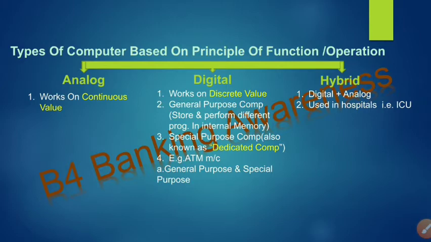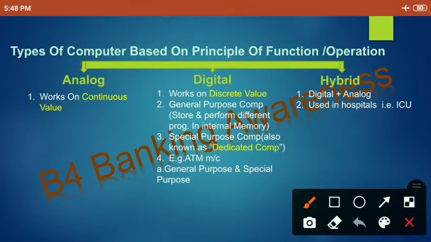In this, there are three types of computer. First one is analog computer. Analog computers work on the basis of continuous values, and digital computers work on the principle of discrete values. In hybrid computers, there is a combination of continuous values and discrete values. That is why they are called hybrid computers.